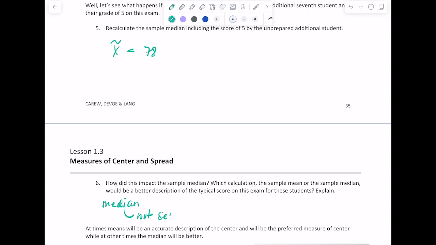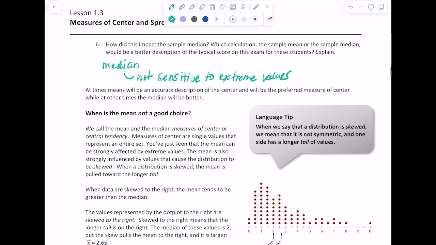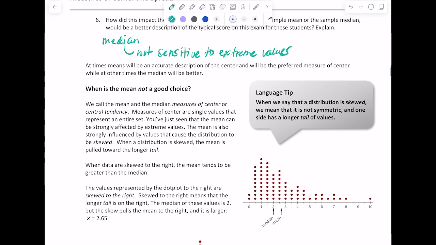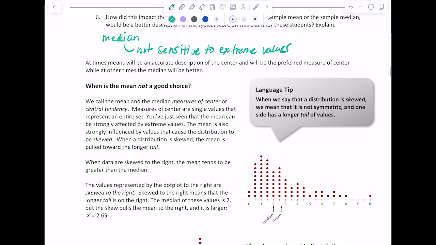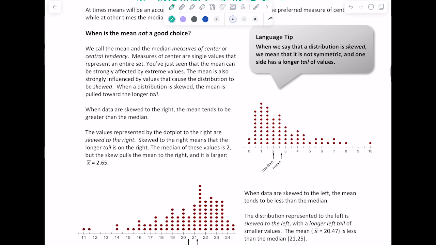Or we would say it's not sensitive to extreme values, whereas the mean is. The median is great to use when your distribution is skewed, in either direction. So here I have 2 examples of dot plots. We have the dot plot on the top right.